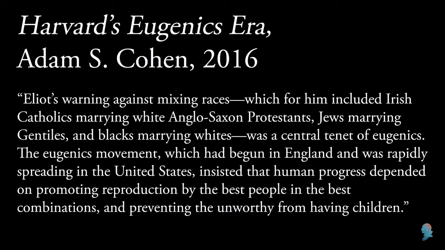Well, Eliot, like Woodrow Wilson, studied in Germany. And you know what happened to eugenics in Germany. Eliot's warning against mixture of races, which for him included Irish Catholics marrying white Anglo-Saxon Protestants, Jews marrying Gentiles, and Blacks marrying whites, was a central tenet of eugenics. The eugenics movement, which had been in England and was rapidly spreading in the United States, insisted that human progress depended on promoting reproduction by the best people, of course, in the best combination, and preventing the unworthy from having children.